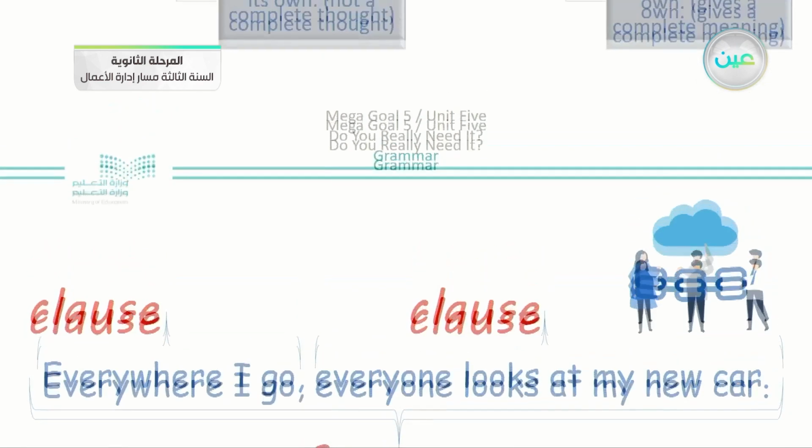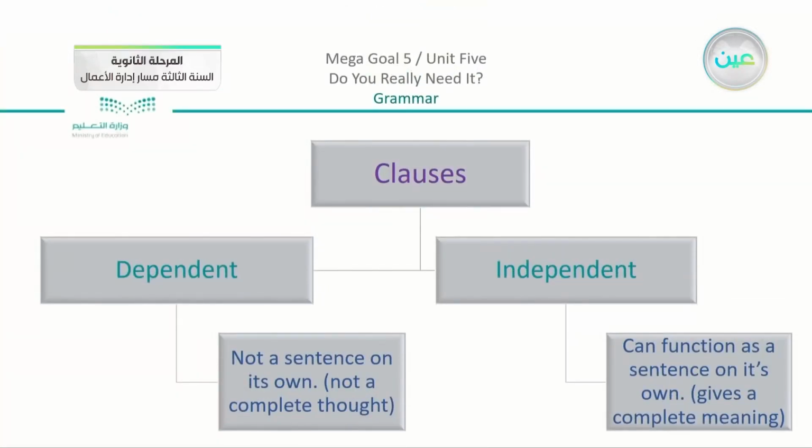Now moving on, we're going to make it even more clear. We have clauses. Now the two clauses, as I said, we have here different ideas. Now these ideas or these clauses, they can be dependent or they can be independent. So what does that mean? Now the dependent clause here is not a sentence on its own, not a complete thought. So the idea or the thought is not complete.